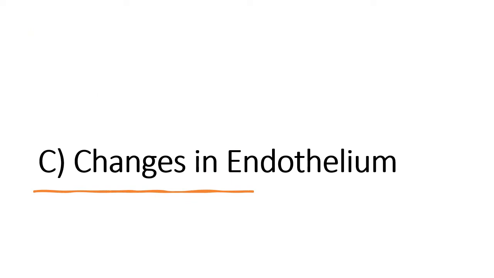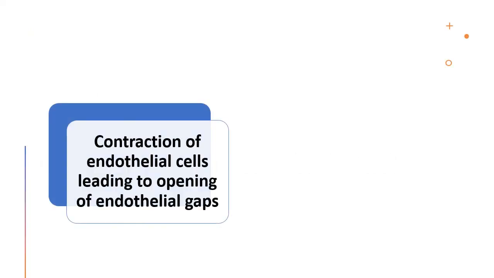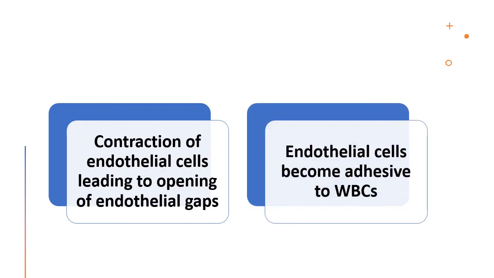Changes in the endothelium. Contraction of the endothelial cells occurs under the effect of histamine and leukotrienes that cause cytoskeletal proteins to contract. Contraction of the endothelial cells leads to opening of the endothelial gaps. Also, the surface of the endothelial cells becomes more adhesive to white blood cells, as a very important step in formation of cellular exudate, and it will be explained in detail in the next video.